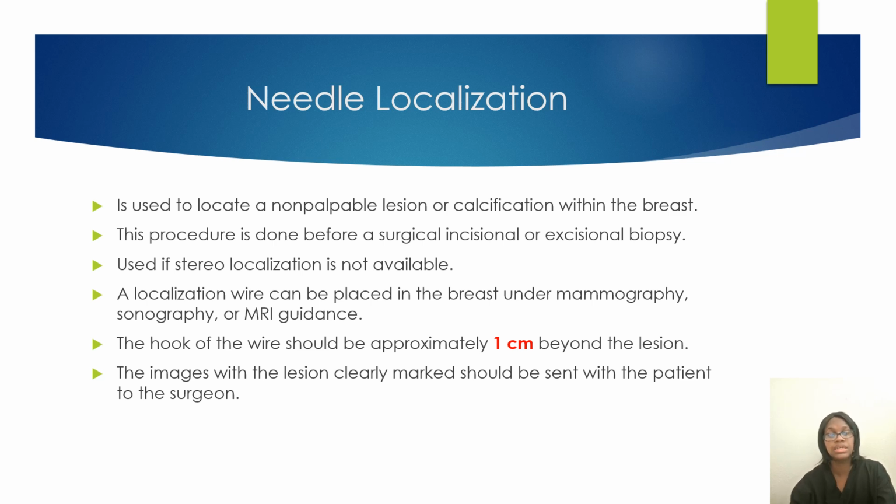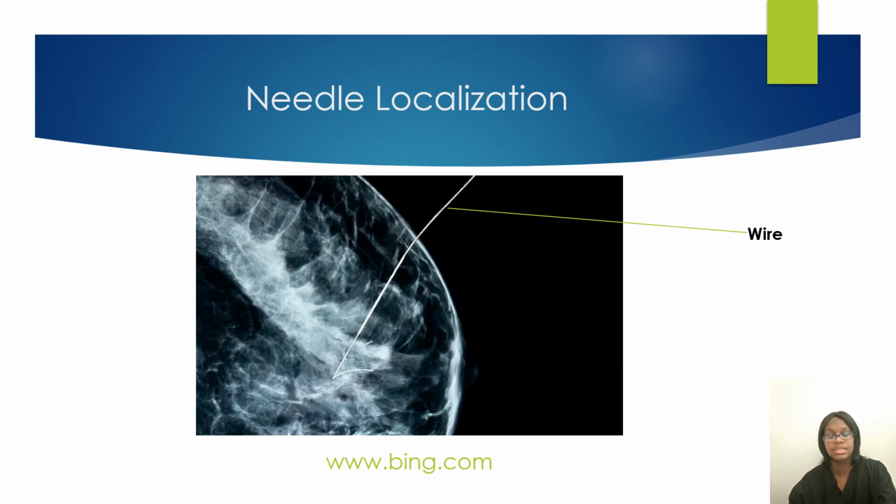Needle localization. This is for a patient who has a non-palpable lesion or calcification. The procedure is done before surgery. So the hook of a wire is going to be approximately 1 centimeter beyond the lesion. This is an example of the wire.